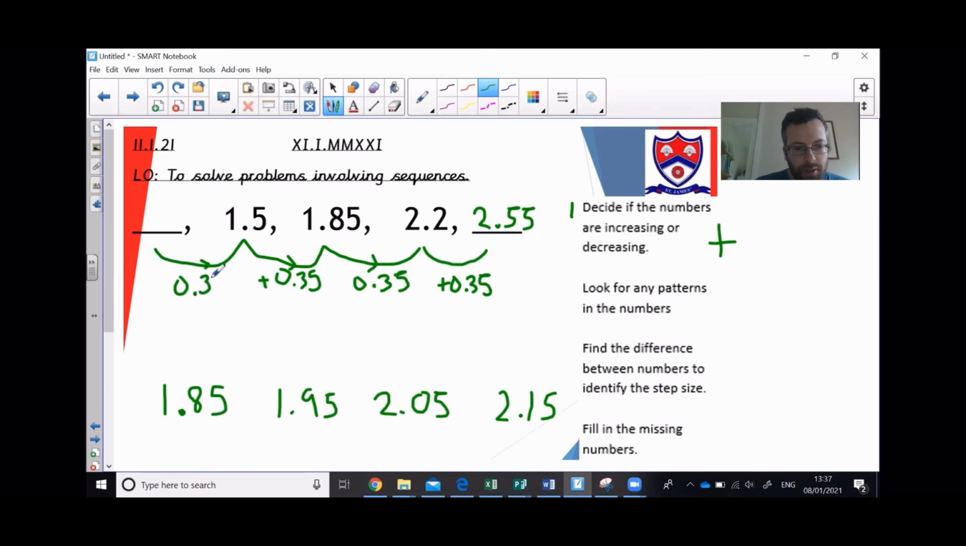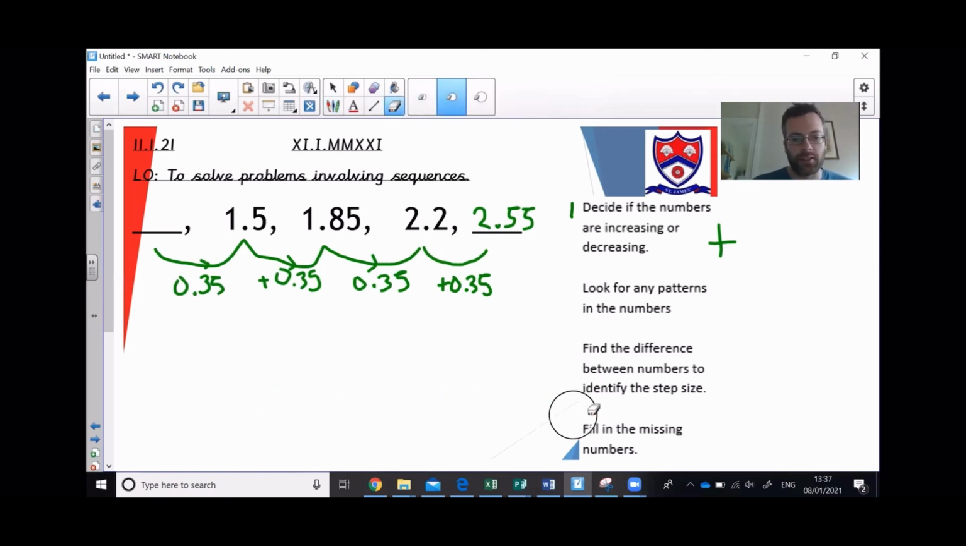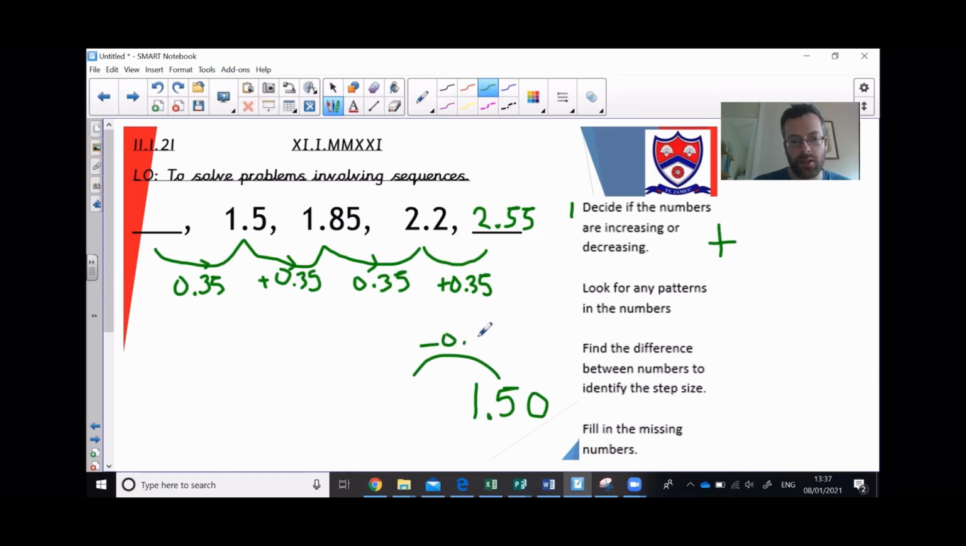So if I'm working backwards, I need to do the inverse. So I need to take away 0.35. Again, I'm going to rub out this just because I haven't got as much space as you have. So 1.5, I'm going to put the 0 in, so I'm at 2 decimals. Take away 0.3 is going to get me to 1.2. and then I need to take away 0.05, which is going to get me to 1.15. And I'm happy that that is right.